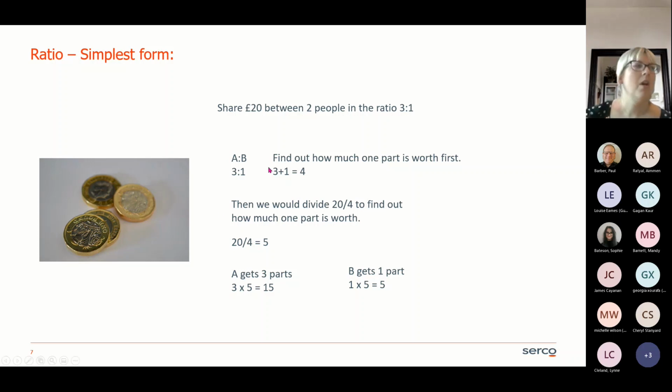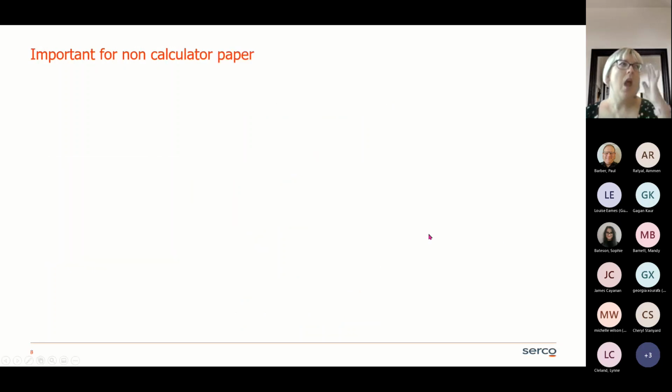That's lovely, thank you. Okay, so moving on from ratio, I did say it would be a quick recap. Again, I would recommend visiting that ratio bite-size session and having a watch over it. It goes into more detail about ratio. Before we go on to looking at ratio as part of a scale, a few important bits of information for a non-calculator paper.